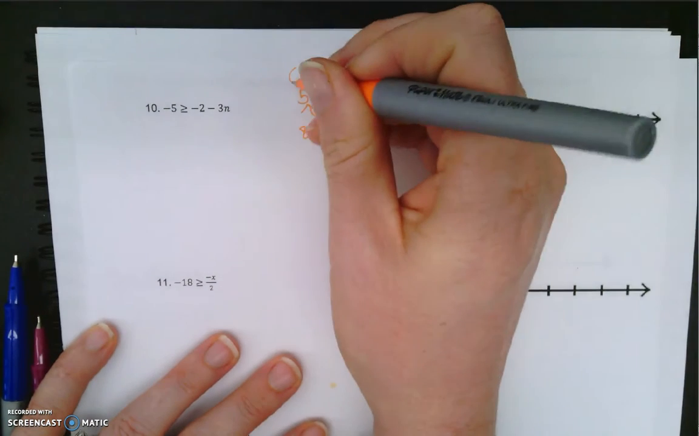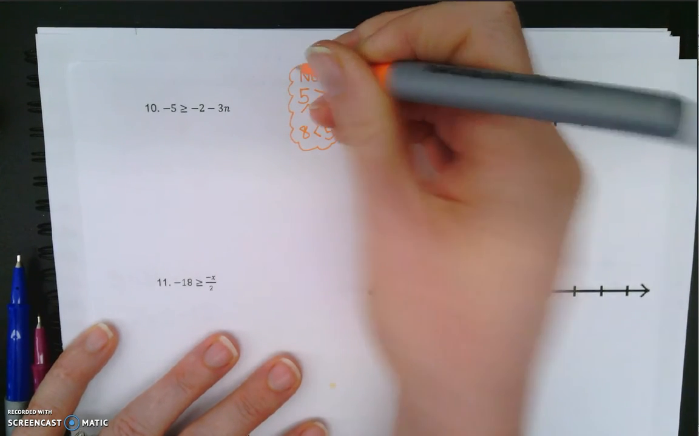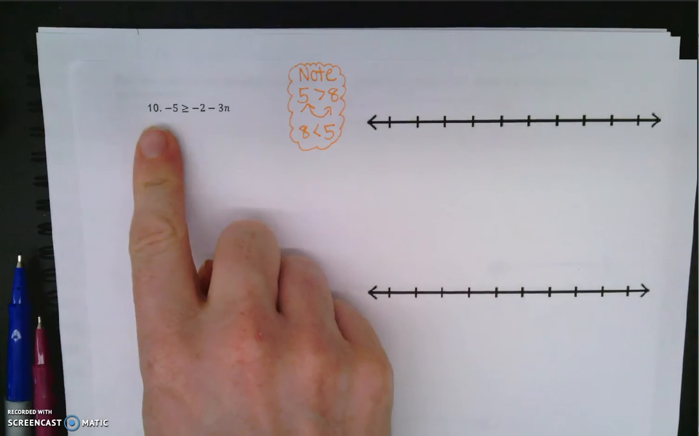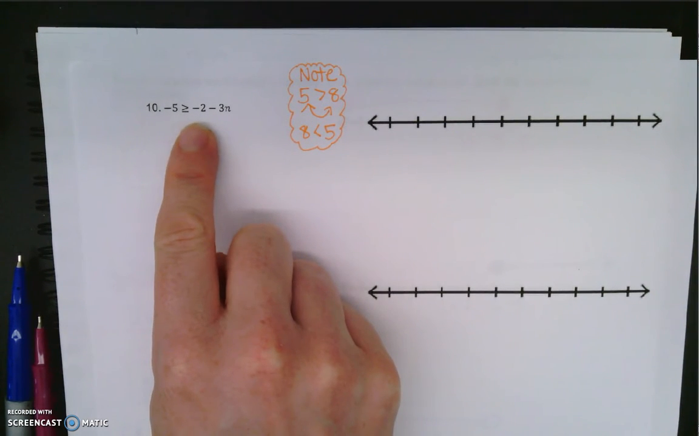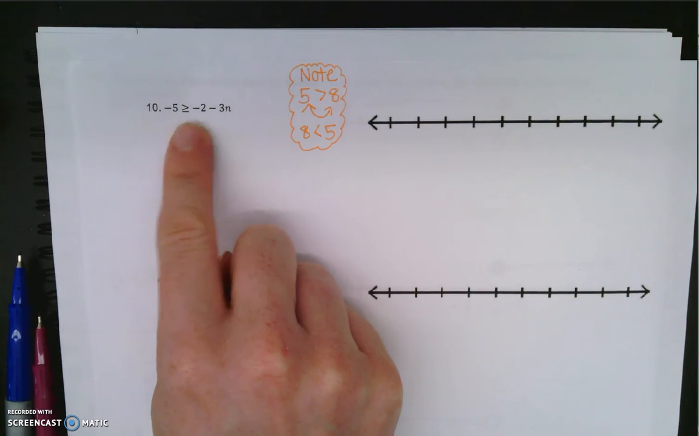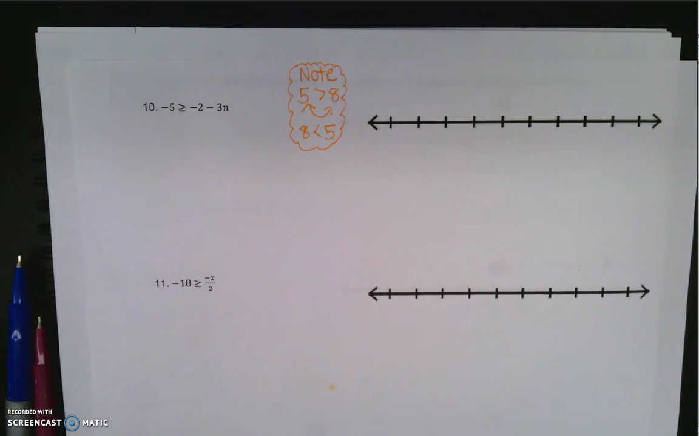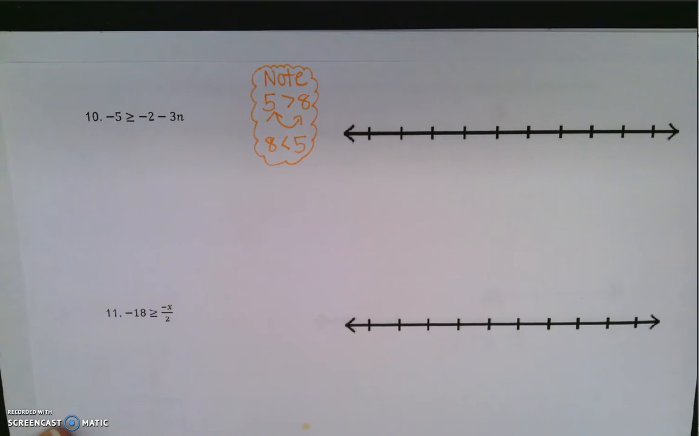So remember that when we're solving this, because we always want to have our variable where? That's right, in front. We always want to have our variable in front. So let's look at number 10. Negative 5 is greater than or equal to negative 2 minus 3n. Notice our variable's on the right side, so we probably will have to flip our symbol eventually when we switch sides. The first thing we need to do is isolate our variable.